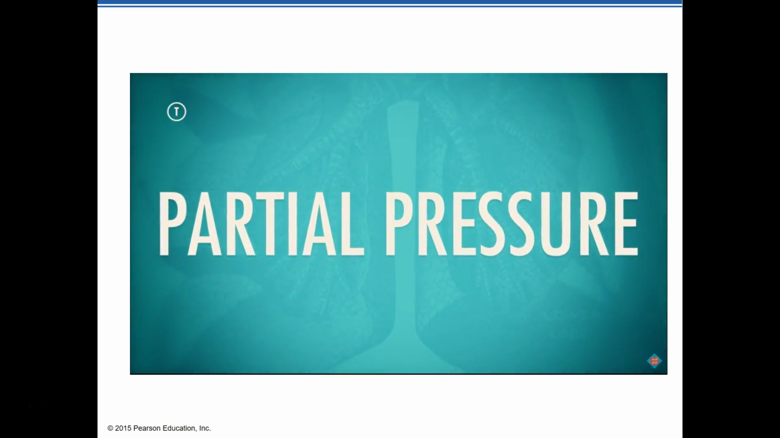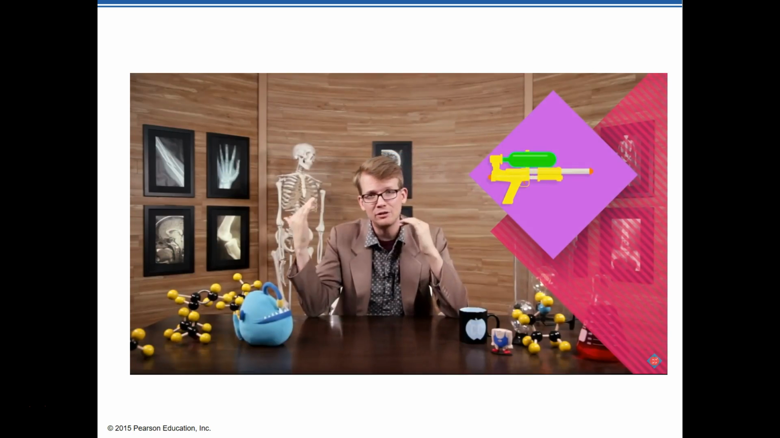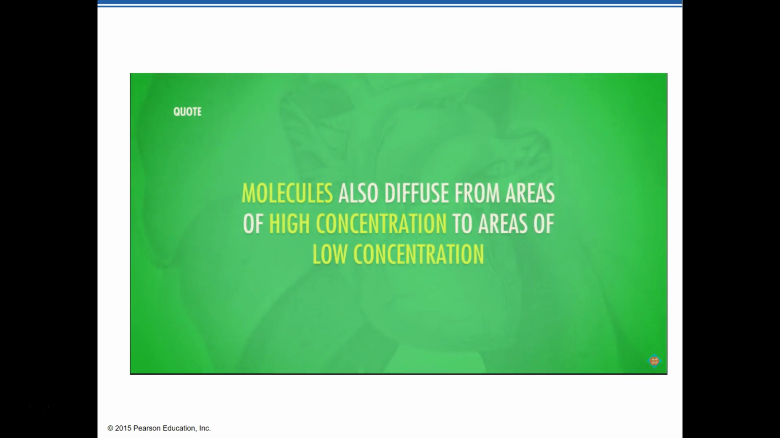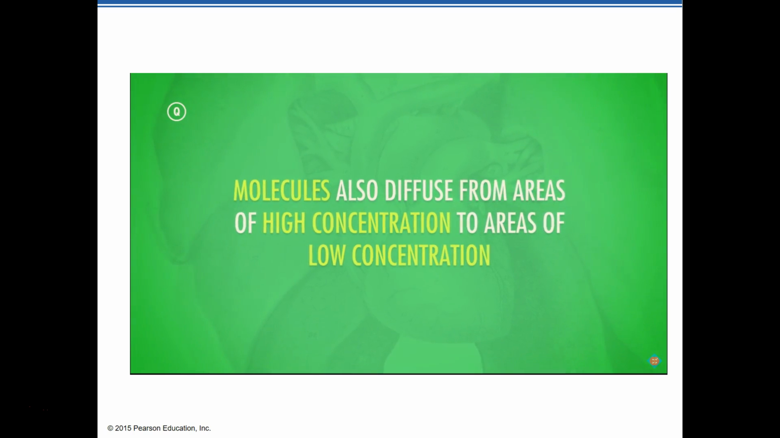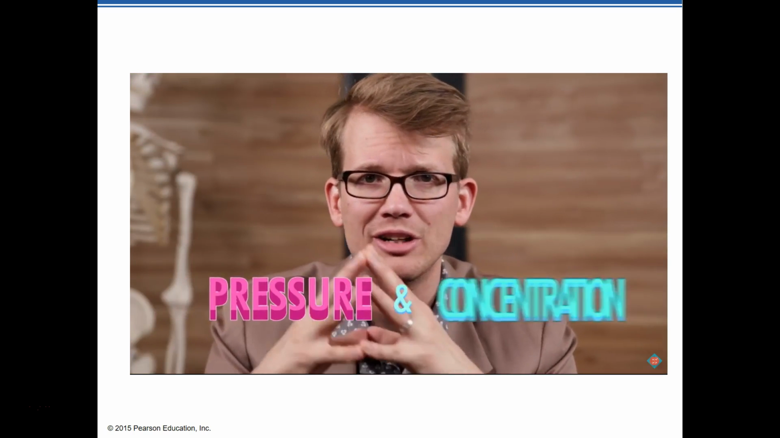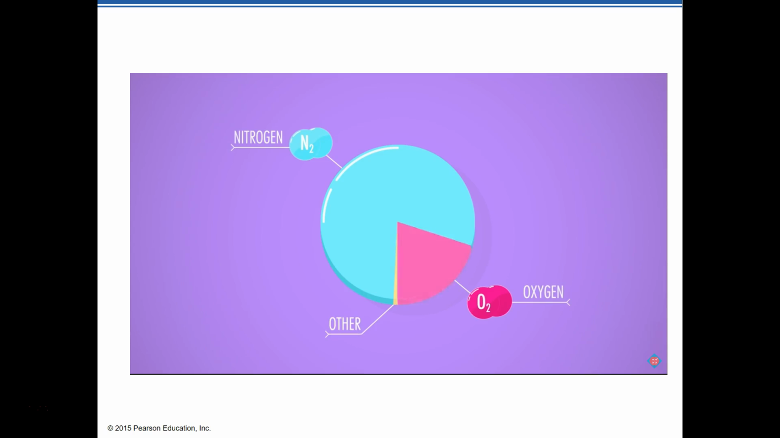One of the things that fluids always do is move from areas of high pressure to low pressure. And molecules also diffuse from areas of high concentration to areas of low concentration. But when we talk about gases in a mixture, we need to combine the ideas of pressure and concentration. See, air is a mixture of molecules, and when you're studying the respiratory system, you often need to focus on the oxygen, which makes up about 21% of it.